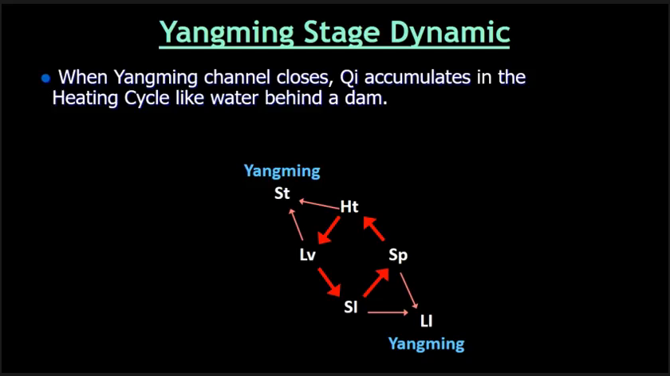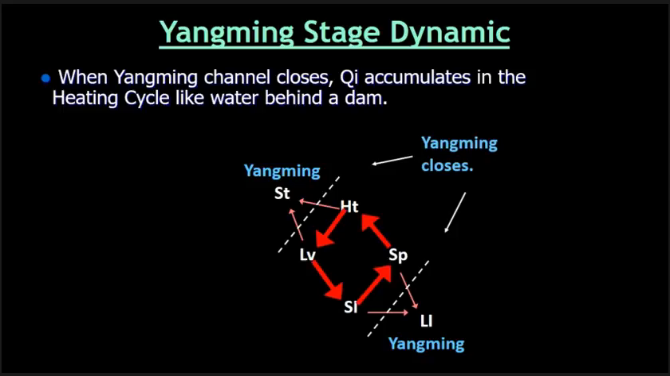Okay, the Yangming stage dynamic. Now we're getting into how this dynamic is going to work. When the Yangming channel closes, qi accumulates in the heating cycle like water behind a dam. So watch this animation. The Yangming will close, here it's closing, and then heat builds up in that, so it concentrates the qi in this heating cycle.